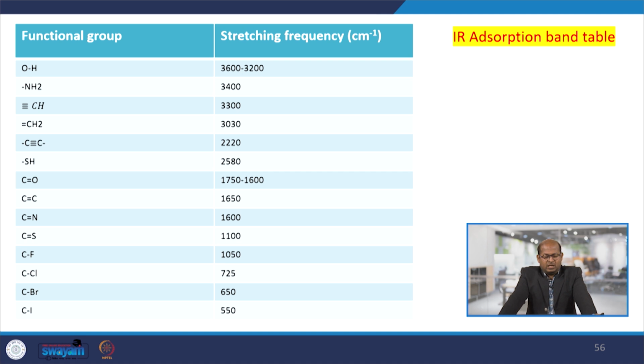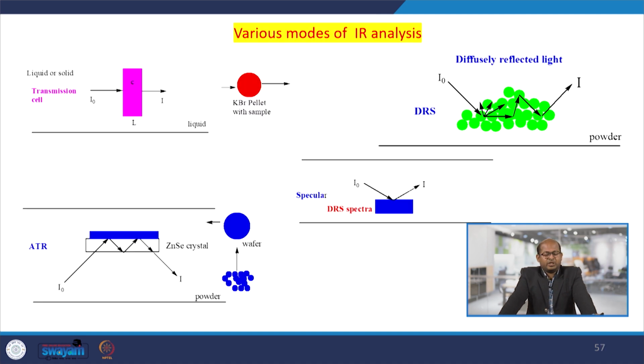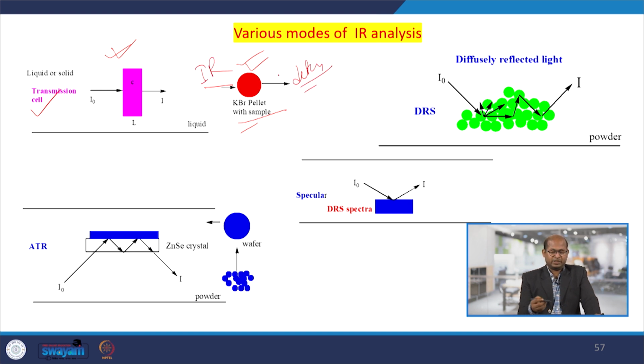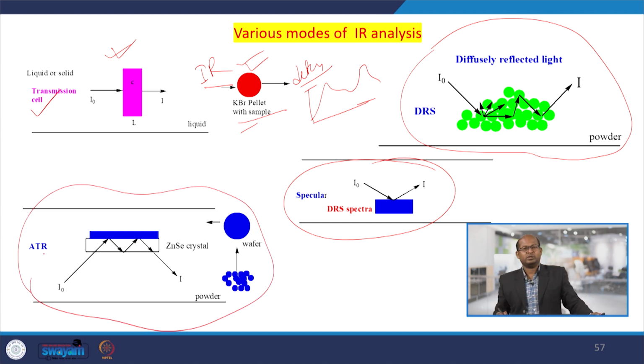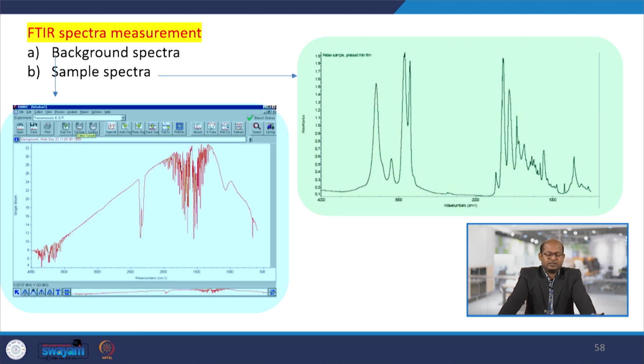Here the stretching frequency and functional group are given, and various modes of IR measurement analysis. In transmission mode we can use a liquid cuvette, or we can make pellets. With the pellets, IR passes through the sample to the detector, and based on that the spectra is obtained. DRS mode, specular reflectance, and ATR mode of analysis can also be done. So in many ways we can do IR analysis and get the spectra for the materials we have.